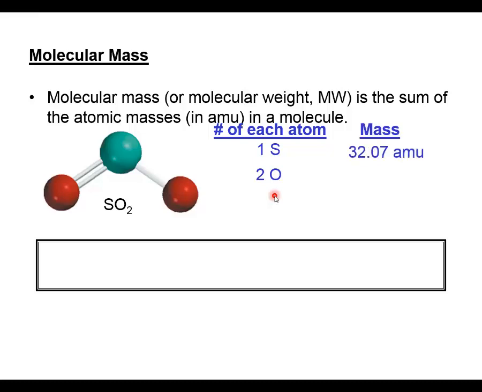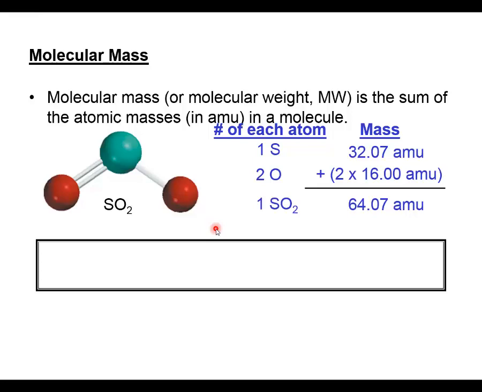Okay, now the mass of each atom of each type. One sulfur atom, if I look on the periodic table, is 32.07 atomic mass units. If I look up oxygen's mass, it's 16.00 atomic mass units. However, since I had two oxygen atoms in the formula, I want to multiply by 2, so 2 times 16. Now, if I add up these masses, 32.07 and my 32, which is 2 times 16, I get 64.07 atomic mass units. This would be the molecular mass or molecular weight for sulfur dioxide. We could also call it a formula mass or a formula weight. So one sulfur dioxide molecule would weigh 64.07 atomic mass units.